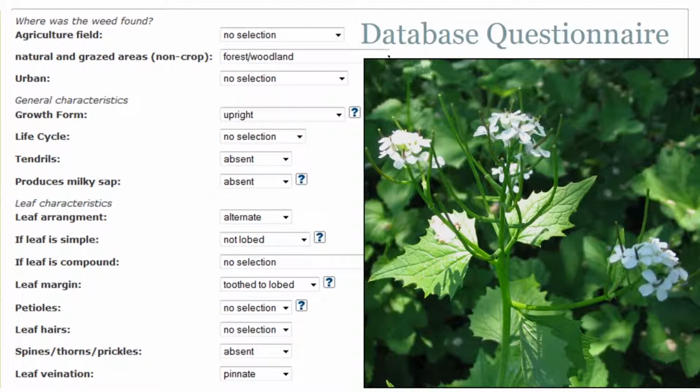The next question on leaf margin is fairly straightforward for our unknown species here. You can see that I have selected toothed to lobed. Our sample here is very obviously toothed. The other option would be selected if the leaf edge was smooth.